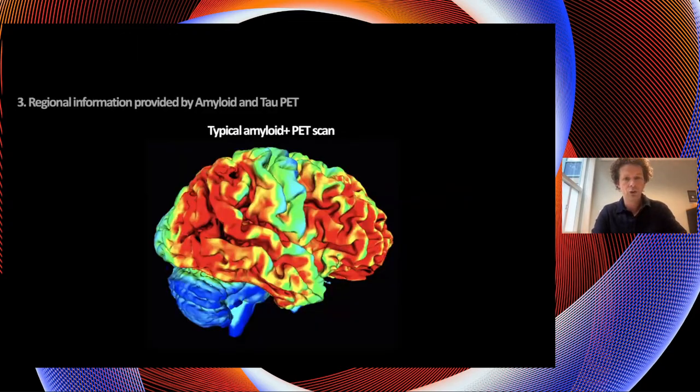Another thing I think that's quite valuable from the recent literature is the regional information that's provided by both amyloid and tau PET. So here you're looking at a typical positive amyloid PET scan. What we see here is that there is tracer uptake essentially across the entire neocortex. There's sparing of the sensorimotor cortex, which is very typical. And also the occipital pole and the temporal pole are relatively spared. But other than that, the entire neocortex is essentially occupied by amyloid pathology. And this is irrespective of the clinical syndrome of the patient.